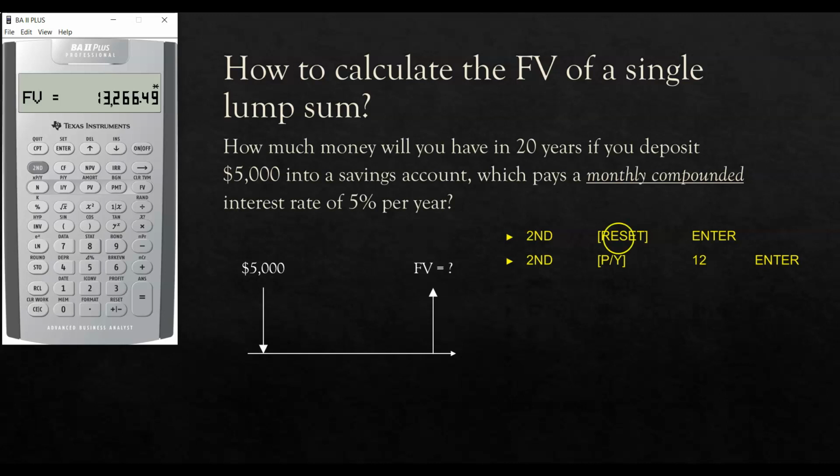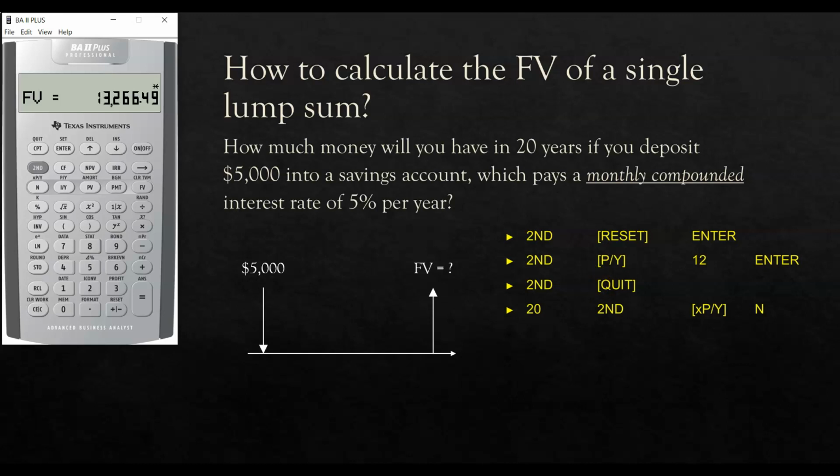So to do that, you do second, P/Y, you set that to be 12, to indicate that you have 12 months per year. And then you press enter. You enter that into your calculator. And then what you do is you want to quit this setup. You want to go back to your regular calculation. And then you want to enter your N.